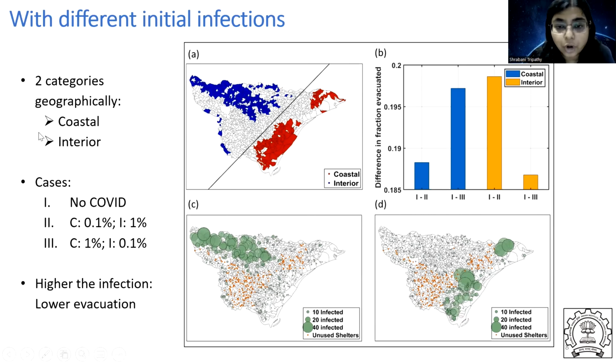So the optimization model is able to reduce the number of infections by considering a new objective. Also, this model is able to evacuate fewer people from villages which suffer a higher initial infection rate.